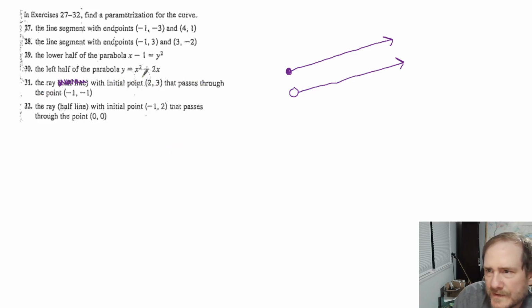Now it's got to have the initial point, this, and it's got to pass through there. So we're doing the same thing as before. Just let this be A, let this be B. And if you have to start at A, then use A in your vector equation. And if you have to go in the direction of B, then make sure you use the vector that starts at A and goes through B.